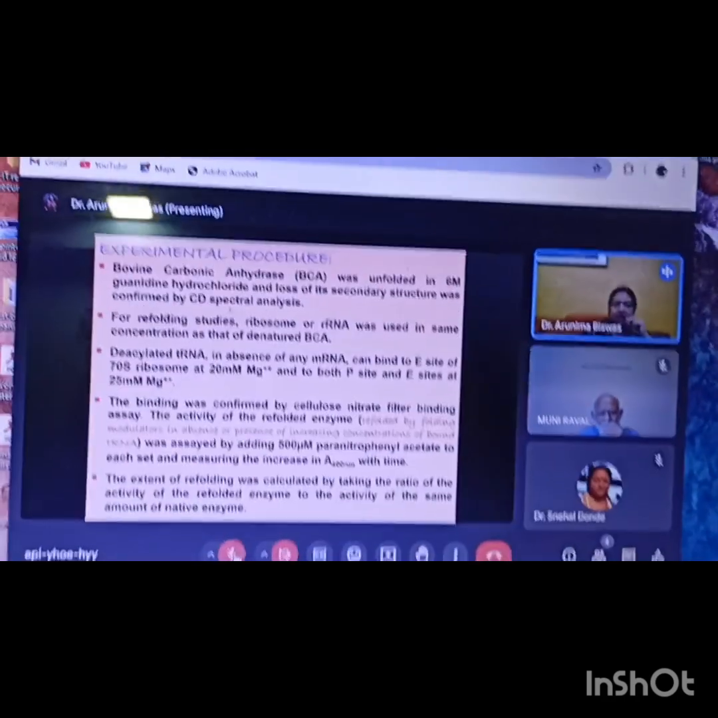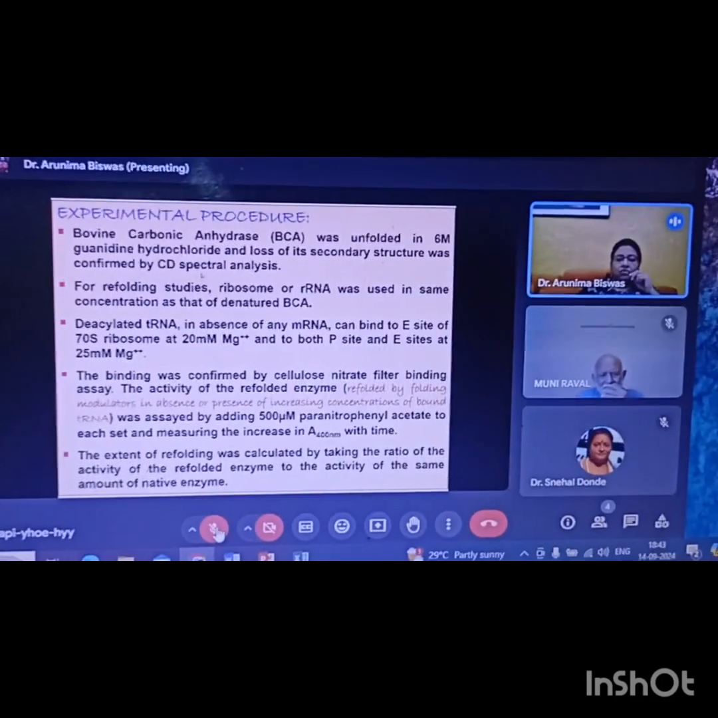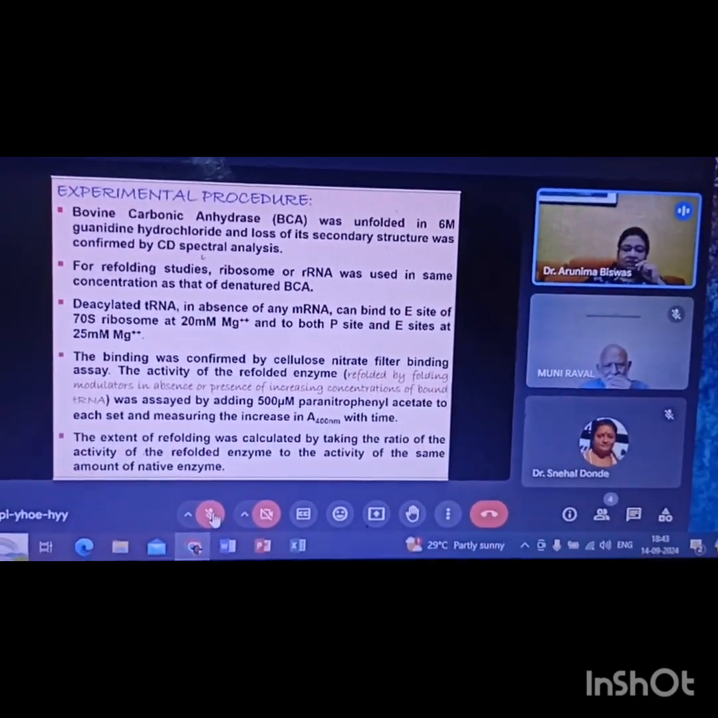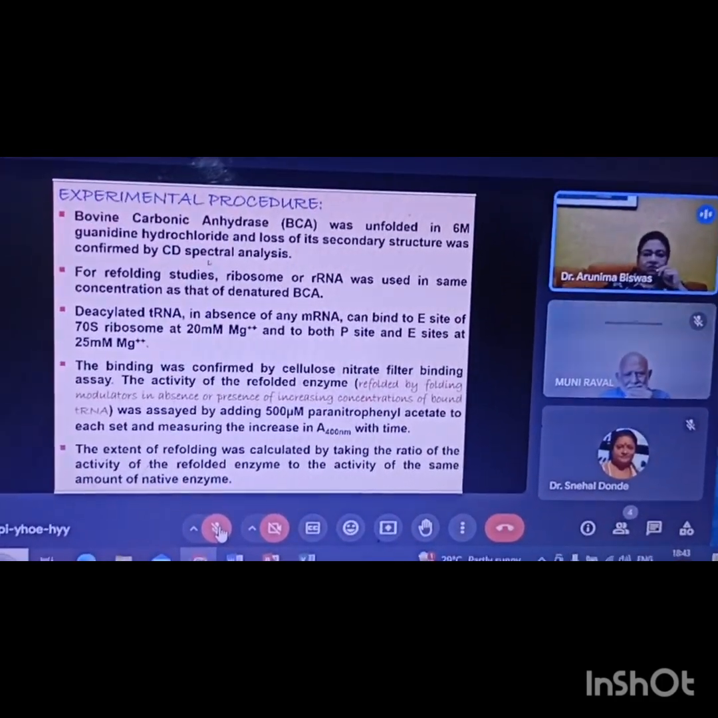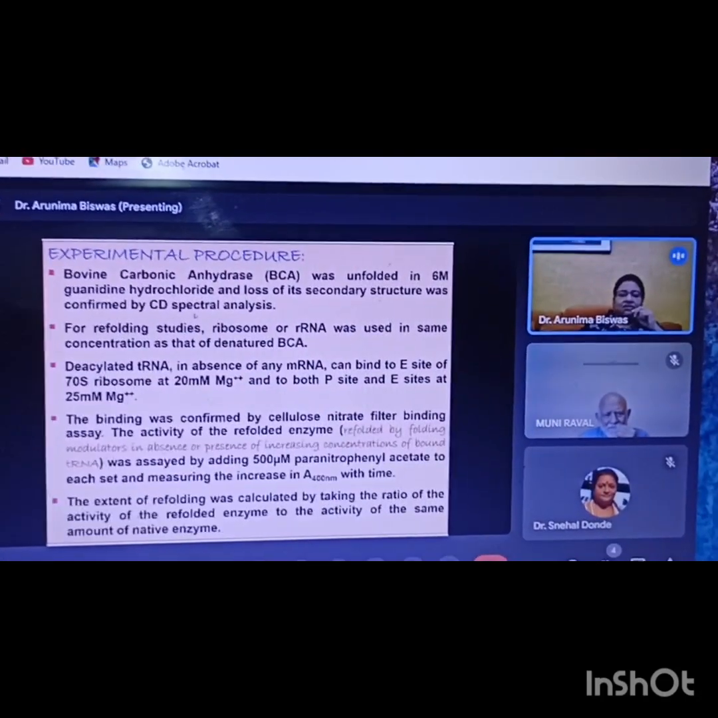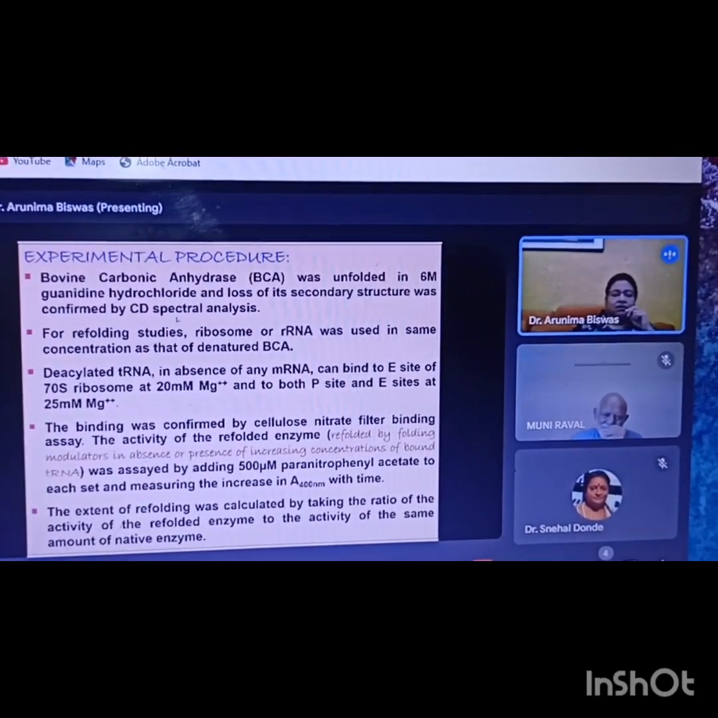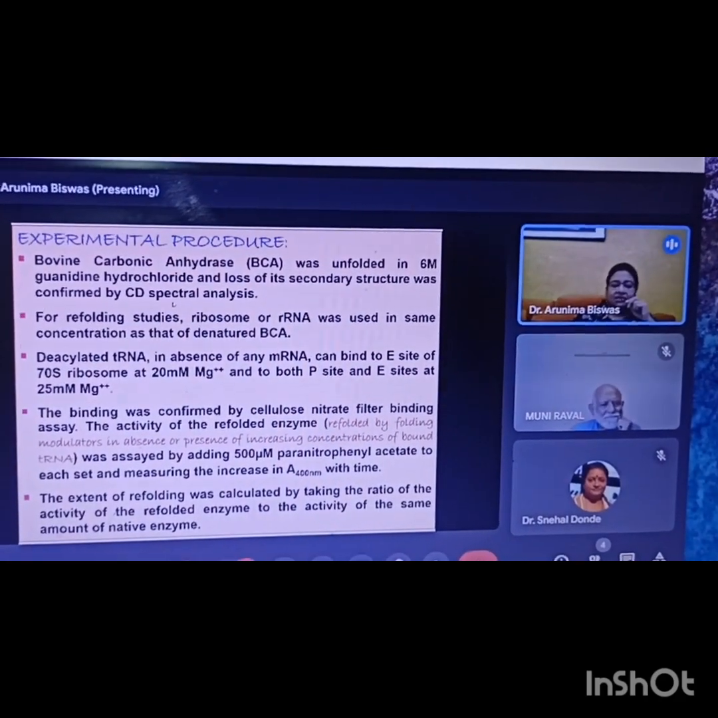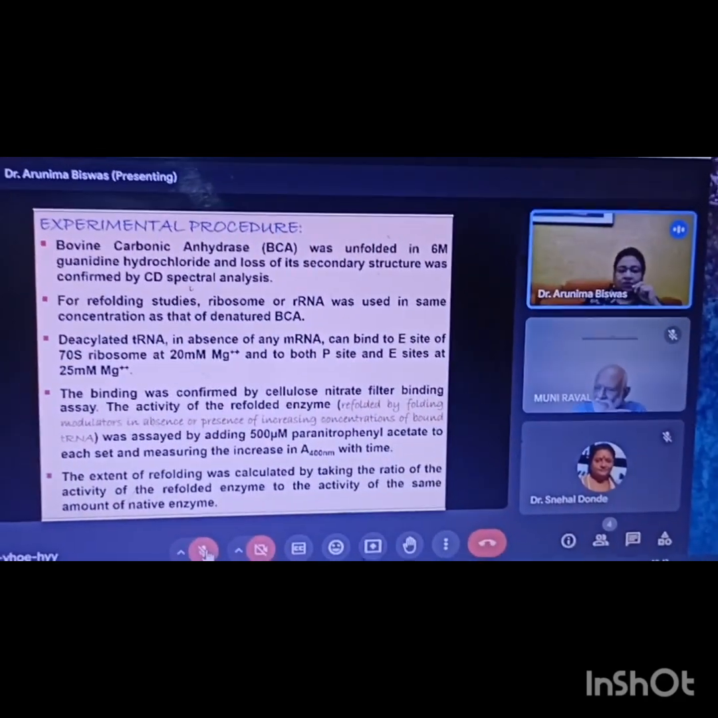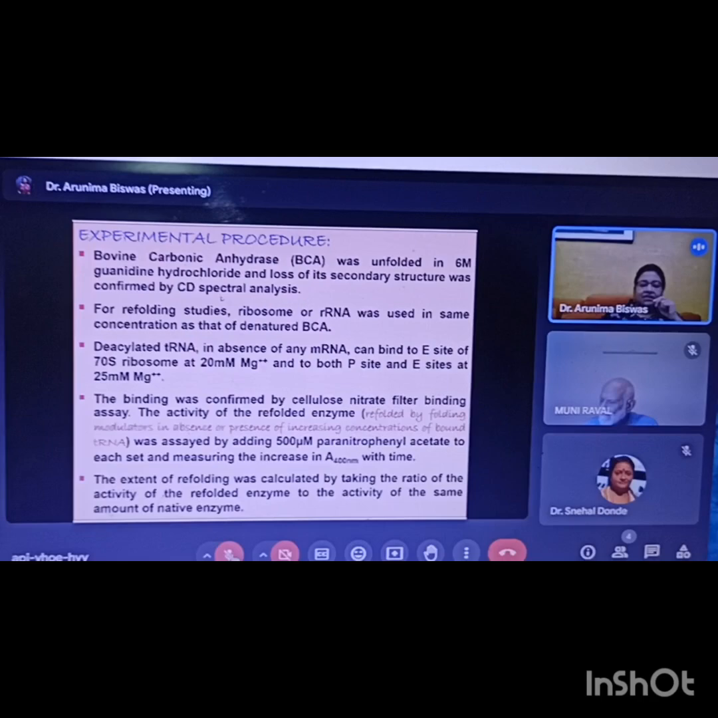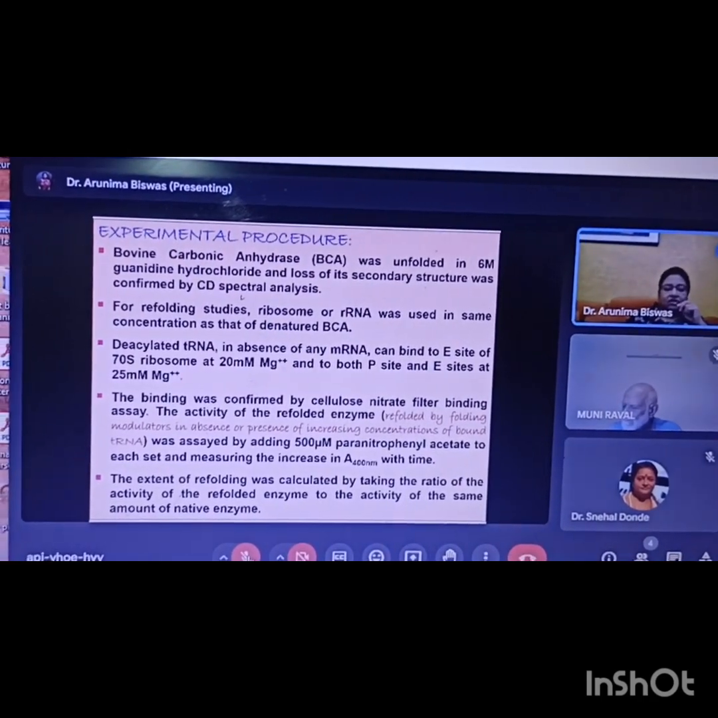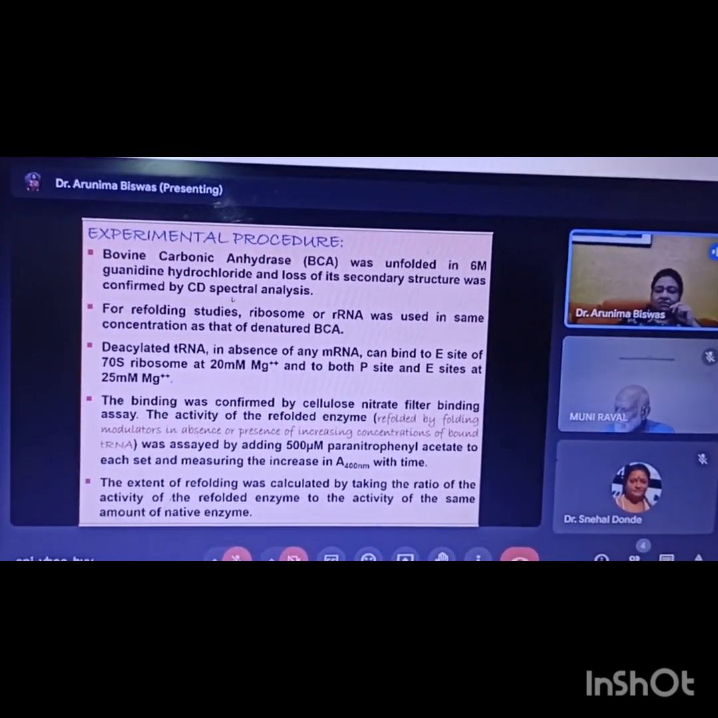We assayed that by adding 500 micromolar para-nitrophenyl acetate to each set, because we are using BCA, and then measured the increase in A400 nanometer with time. And then we calculated the extent of refolding of the denatured protein by taking the ratio of the activity of the refolded enzyme to the activity of the same amount of native enzyme.